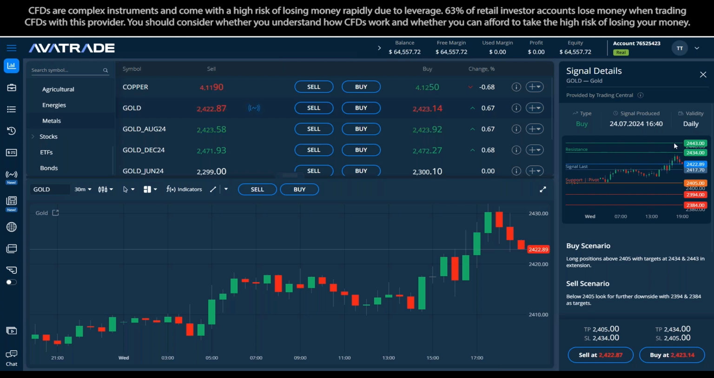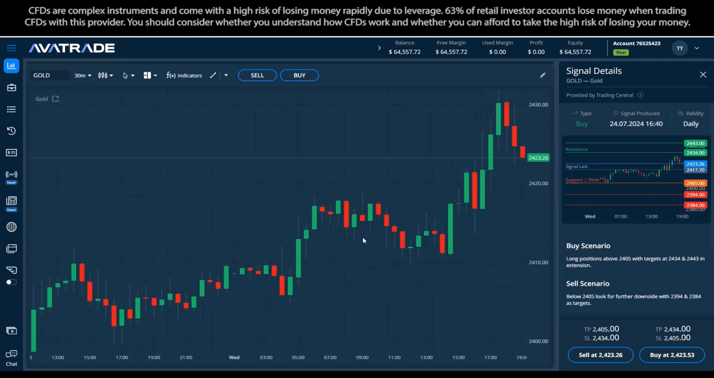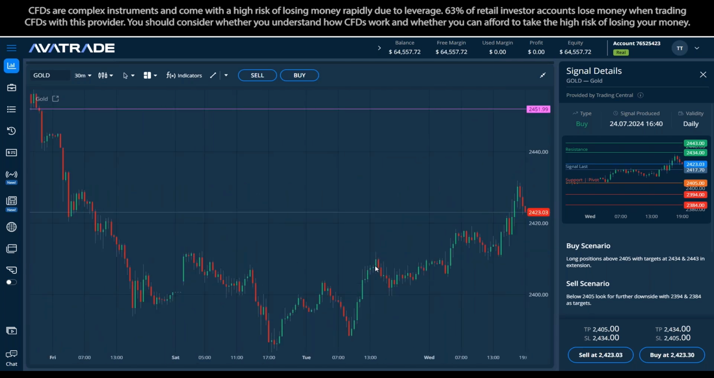So gold nearly reached the first target price just not that long ago, a few candles back, and has experienced a bit of a pullback over the last hour and a half, somewhere in that time frame. And so if we expand on the gold chart, I have 30-minute candles here. We can see the uptrend.